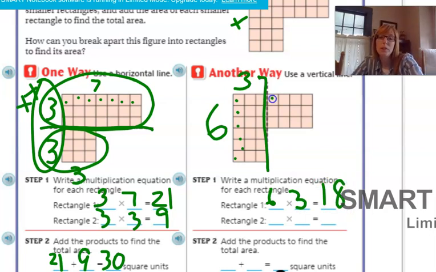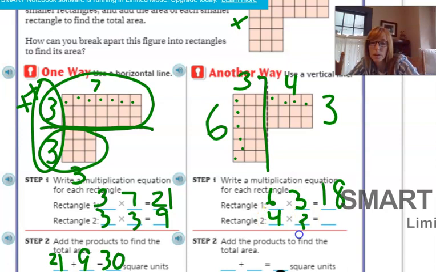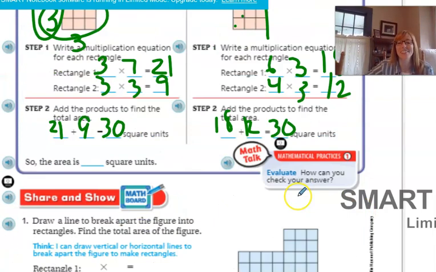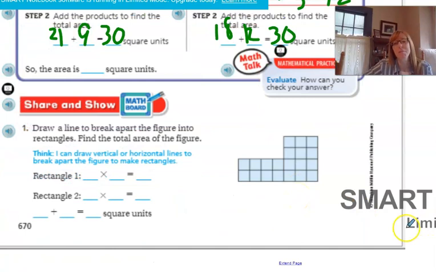So our first rectangle is 6 times 3, which is 18. And then on the other side, you have 1, 2, 3, 4. 4 times 3, which is 12. And we know that 18 plus 12, hopefully you're getting 30 also. Very cool. It's like a game. If you think of math as a game, as a challenge, it's so much fun.